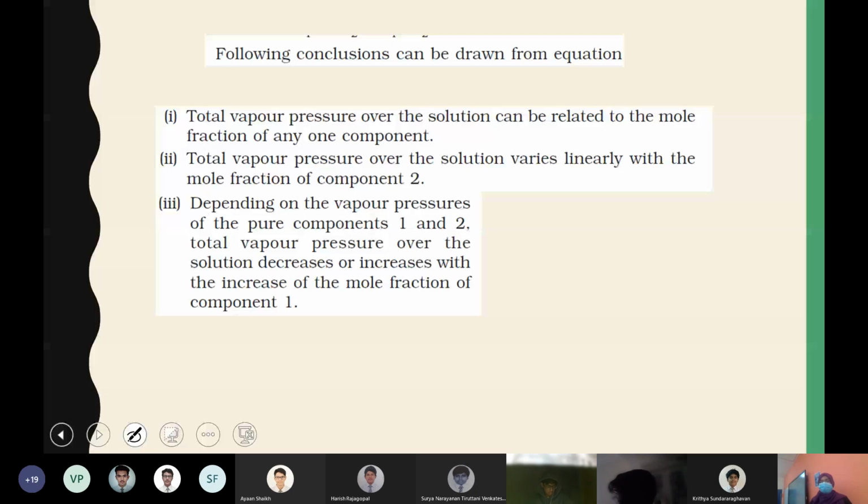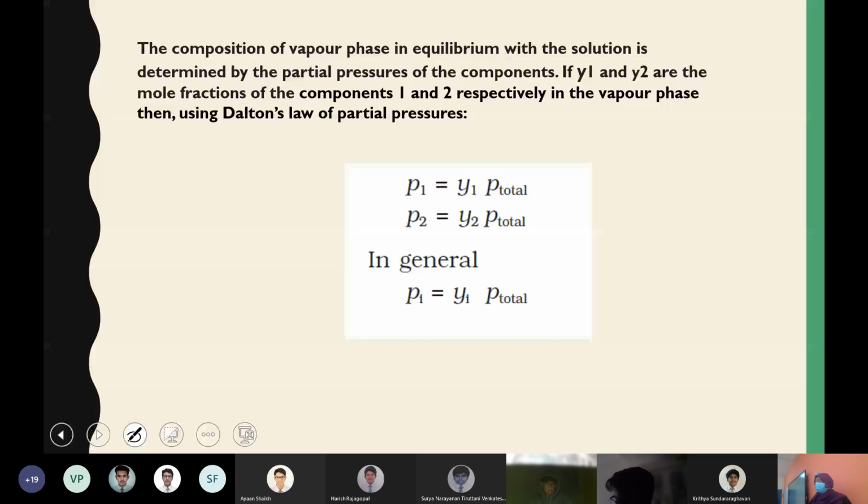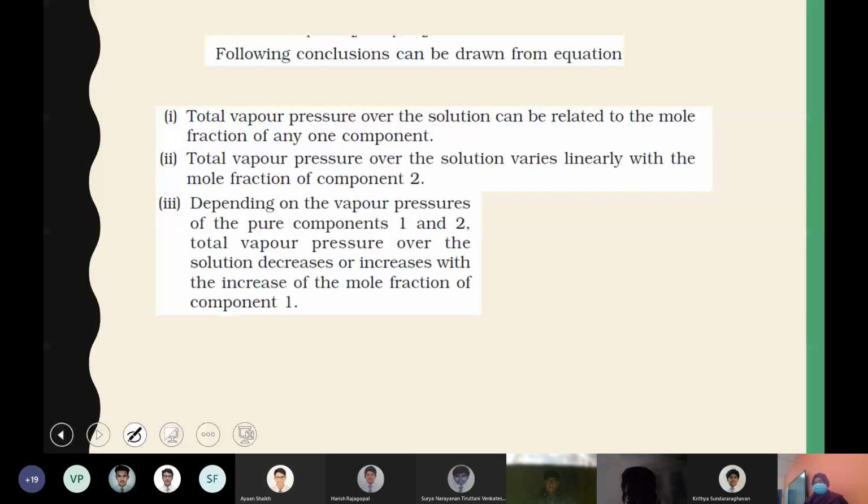So here we discuss that as per Raoult's law, P1 is equal to... Can you show the previous slide, please? Done. 1 minute.